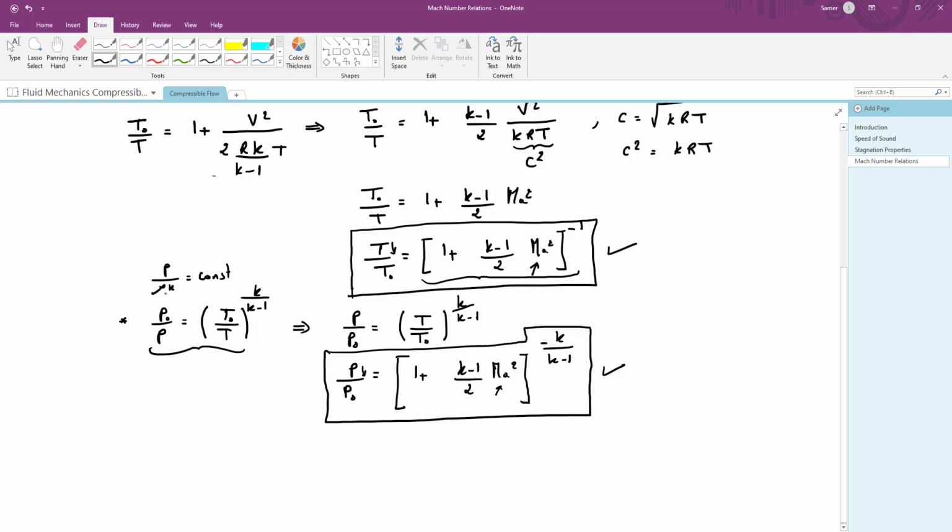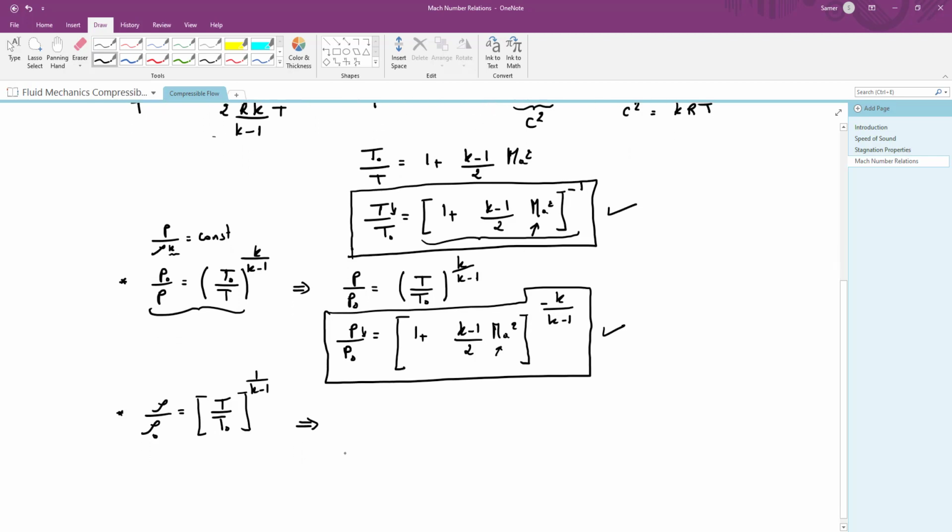So if you don't remember this, please go ahead and review the previous lecture. When n is equal to k, we said that we have isentropic flow. So this equality is only valid for isentropic flow of ideal gases. Now let's do the same for the density. We said that rho over rho naught is related to the temperature T over T naught to the power 1 over K minus 1.